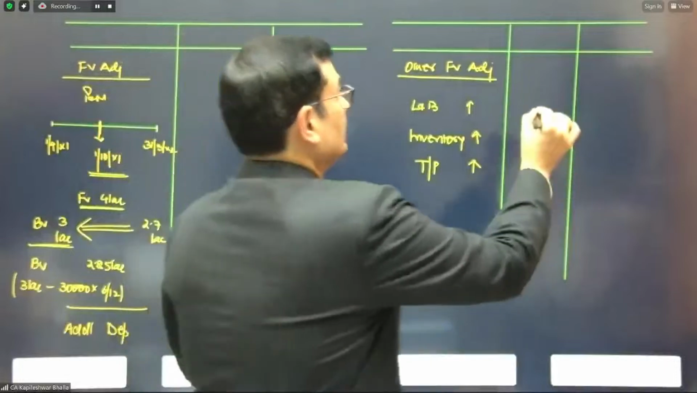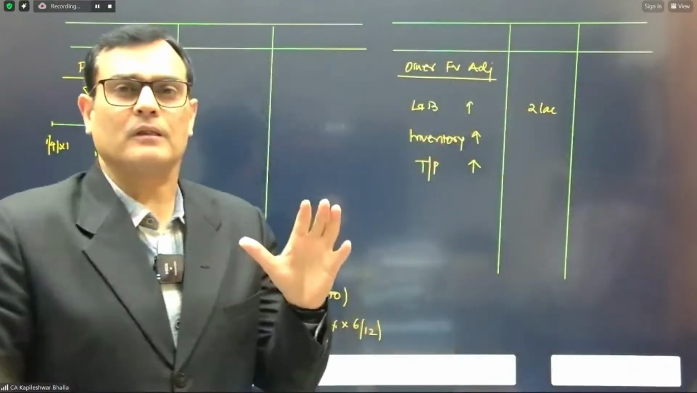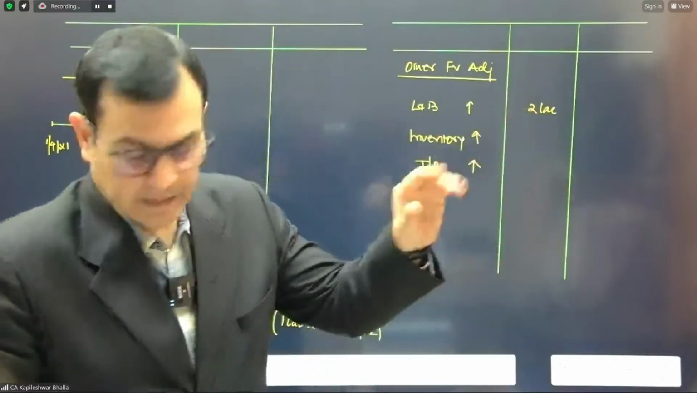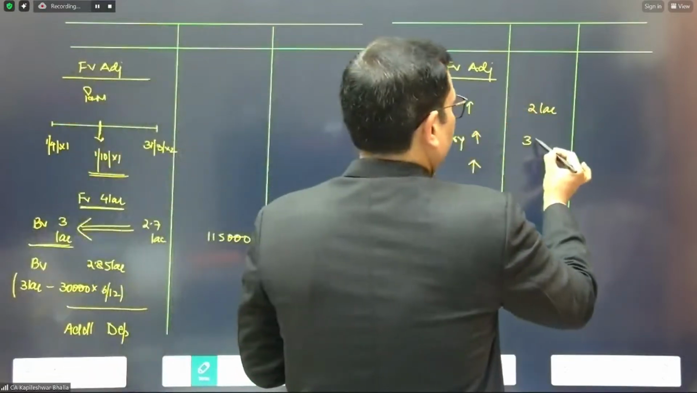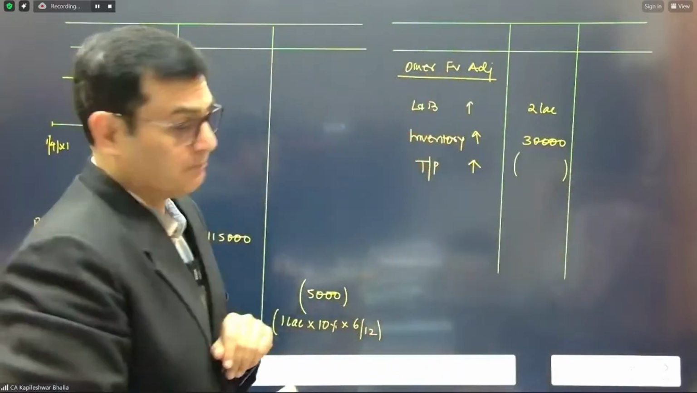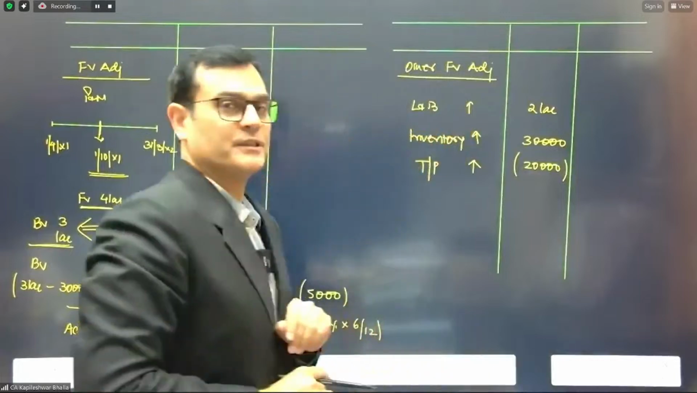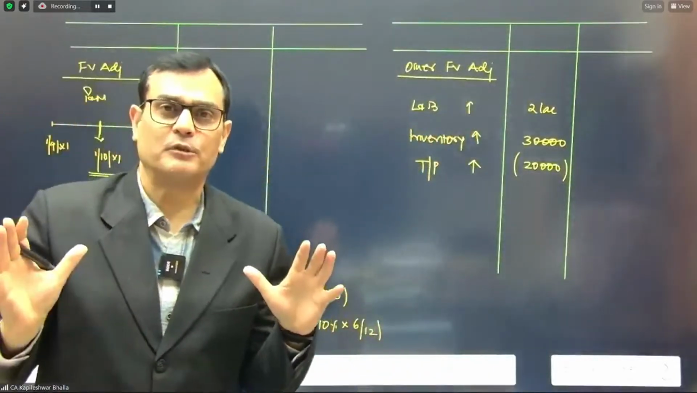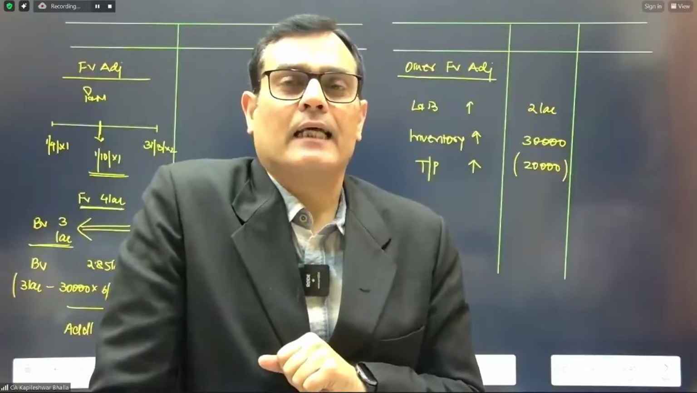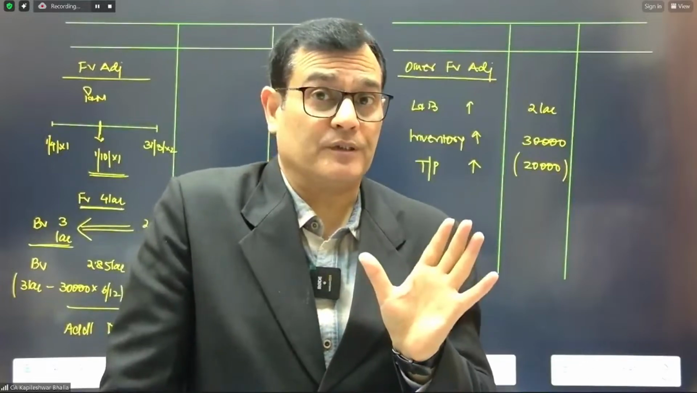Land and building increased by 2 lakhs. That's again pre. I'm not given a depreciation rate, so in the absence, ignored. Inventories increased by 30,000. And trade payables are increasing by 20,000. That's a loss. So fair value adjustments done. The focus point number 2 is done. The third focus point now: are we given any stock reserve information? No, we're not given any stock reserve information.